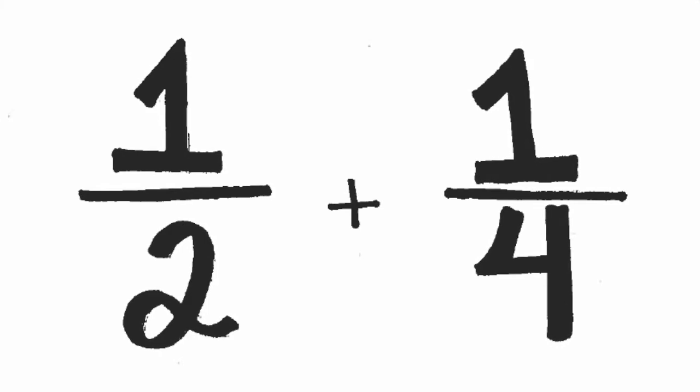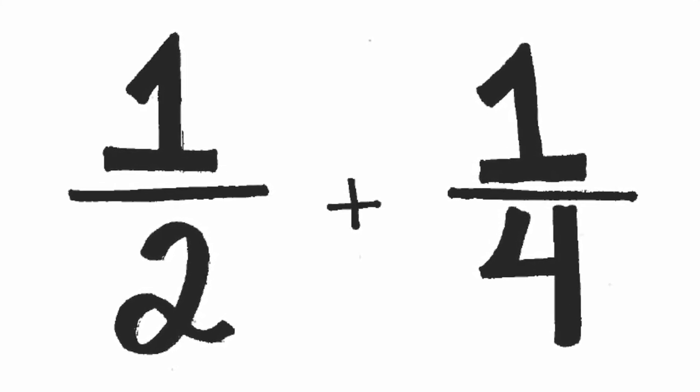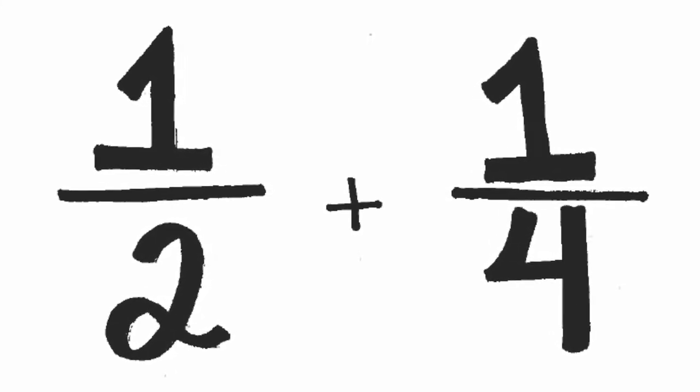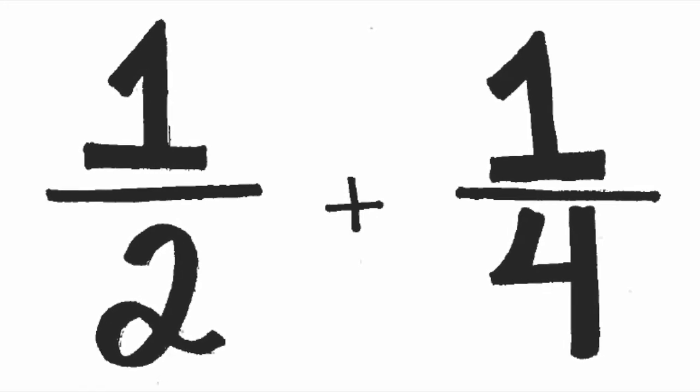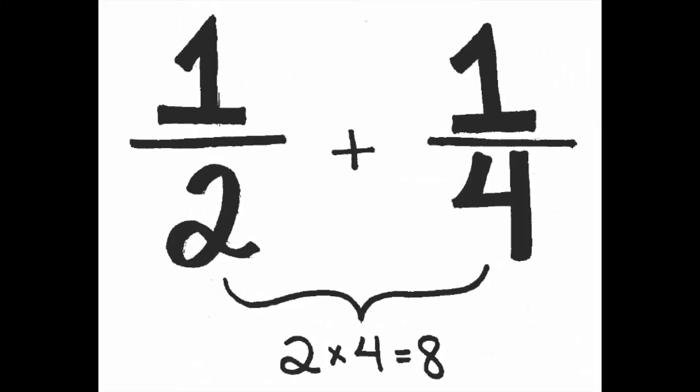Can you add 1/2 and 1/4? I cannot add 1/2 and 1/4 until the units, or their denominators, are the same. To add fractions, both fractions need to have a common denominator. A common denominator will be a multiple of the two denominators.